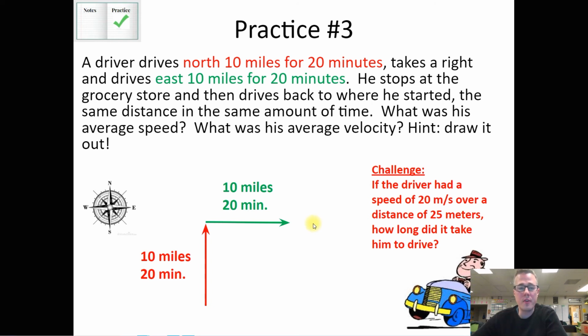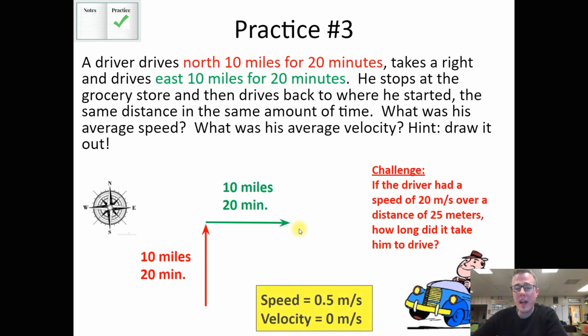All right, so if you're still watching, you've paused, you've tried that question. For the speed part, we have to figure out his total distance first. So he went 10 up and 10 over, and then he came back. So his total distance was 40 miles, and his total time was 20, 20, 20, 20 to go out and back. So 80 minutes. When we calculate that all up, we're going to get 0.5 meters per second.